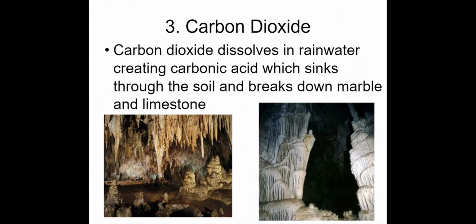We also have carbon dioxide. The carbon dioxide gets dissolved in rainwater, which makes carbonic acid, and that sinks down through the soil and will actually break down marble and limestone underground. So here are some pictures. You can see some stalactites and some stalagmites in the one picture, but the water will drip down into these caverns and can break down the marble and limestone underground.